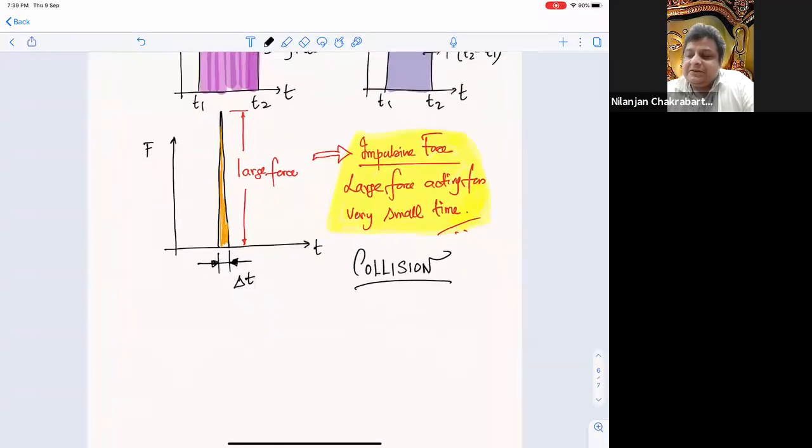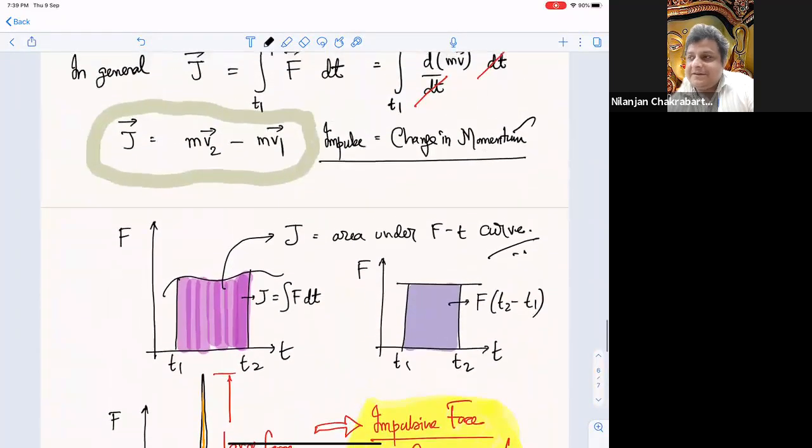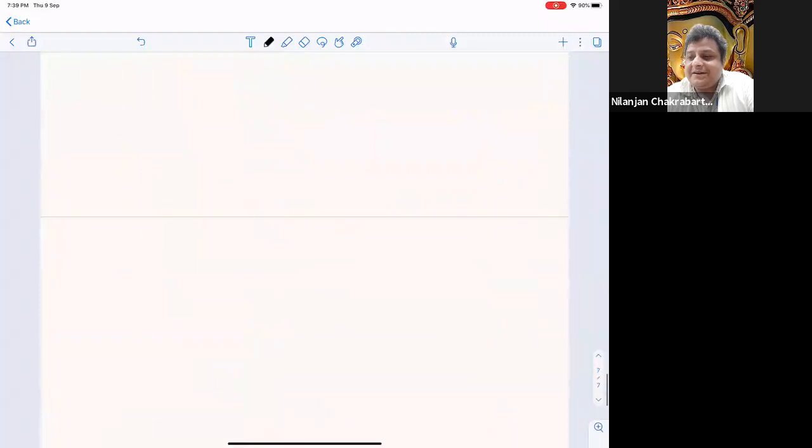So it is all impulse of force, and during collision there is impulse of force. So collision, now we can learn about collision, right?